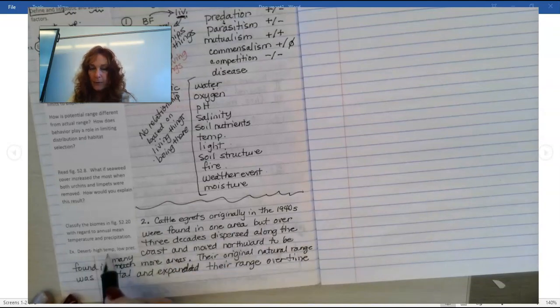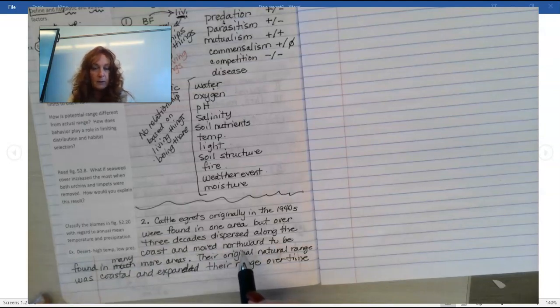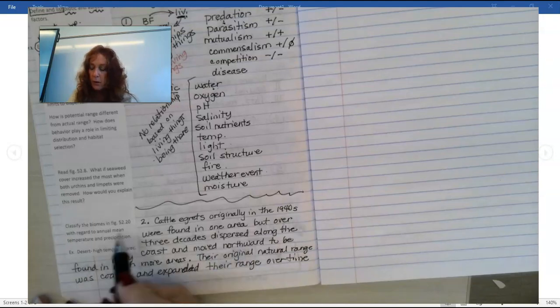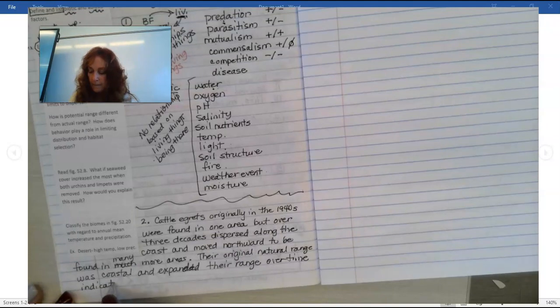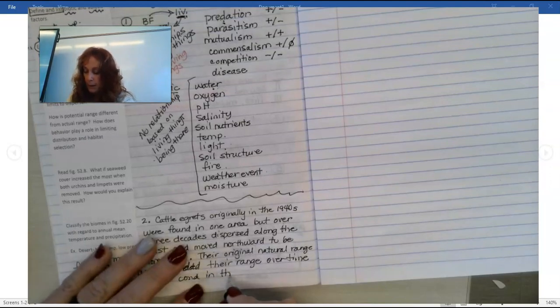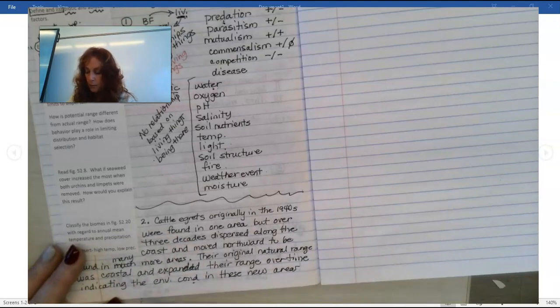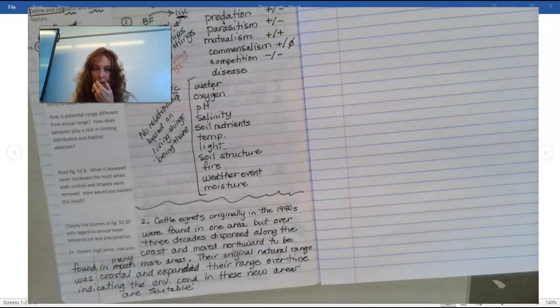So what we can take from that, it must mean that these new areas are okay for them to live in. They're not like Antarctica for us, okay? So that they're able to expand, and as their conditions are suitable. So that's the last thing I would write, which would say indicating the environmental conditions in these new areas are suitable. Okay? So I get the big picture. They go where they can. It doesn't happen immediately. It's just expansion over time.